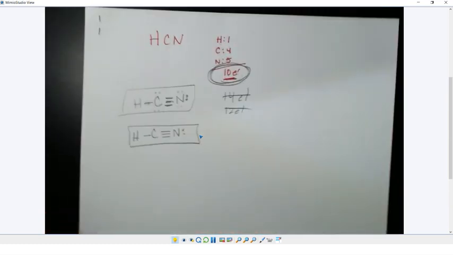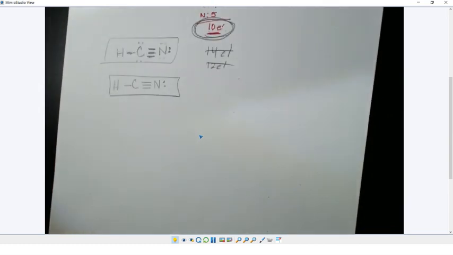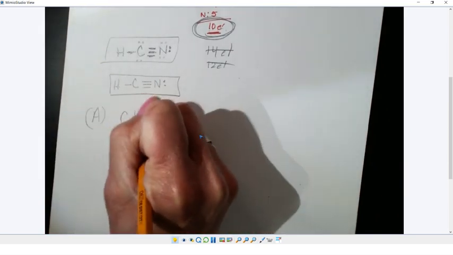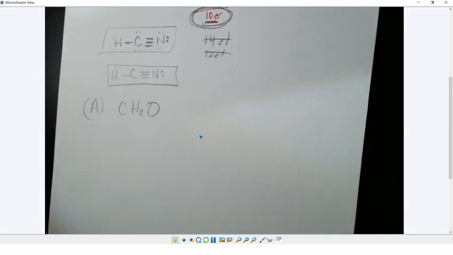So it's just a matter of actually doing a bunch of them. Okay, so let's do, before we talk about expanded octets, let's do another one. So if you flip your little packet over, and let's do letter A, which is CH2O. Let's do the Lewis structure for CH2O.